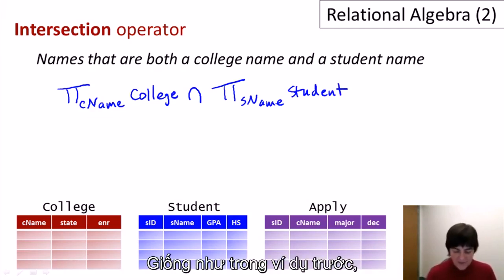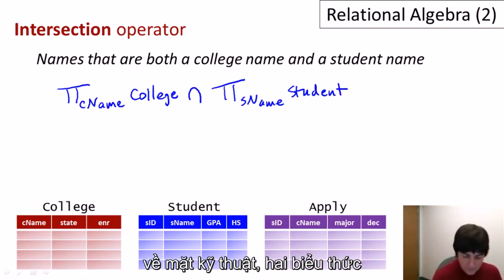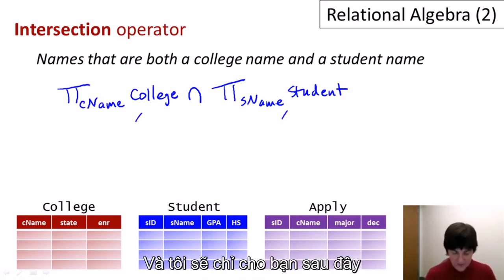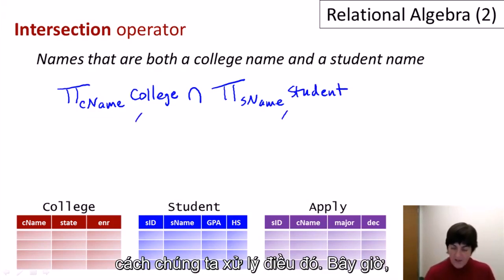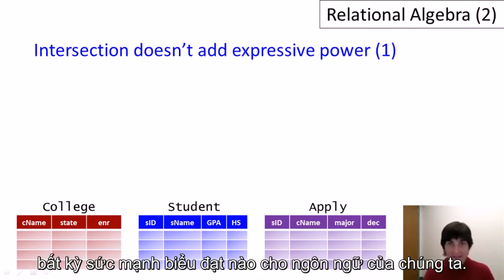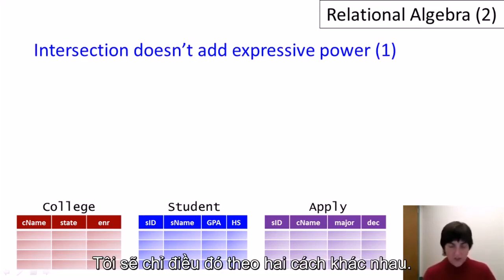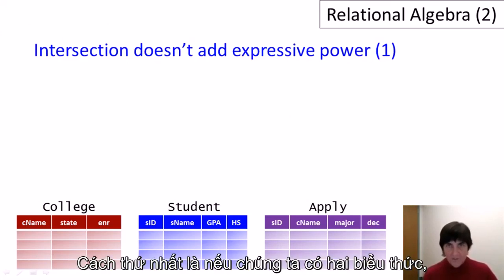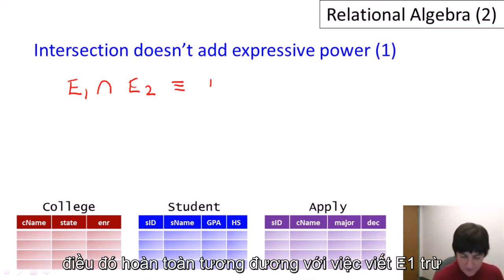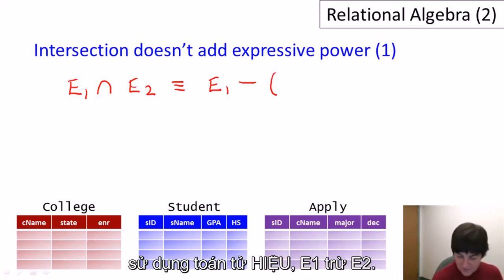Now, like our previous example, technically speaking, the two expressions on the two sides of the intersection ought to have the same schema, and again, I'll show you just a little bit later how we take care of that. Now, it turns out that intersection actually doesn't add any expressive power to our language, and I'm going to show that in two different ways. The first way is that if we have two expressions, let's say E1 and E2, and we perform their intersection, that is exactly equivalent to writing E1 minus, using the difference operator, E1 minus E2.